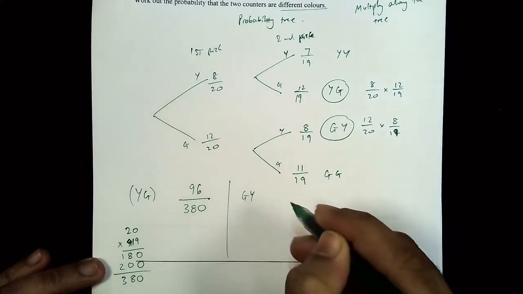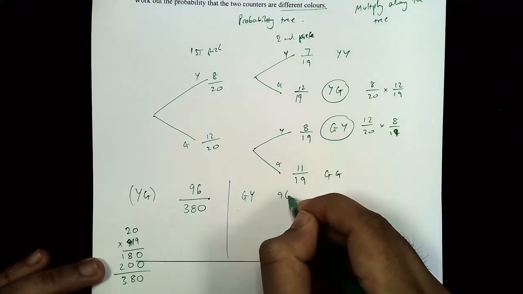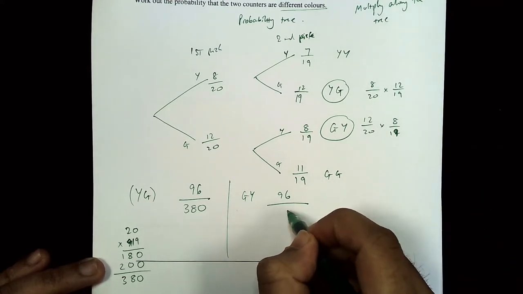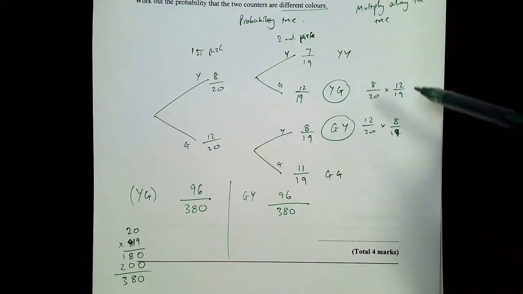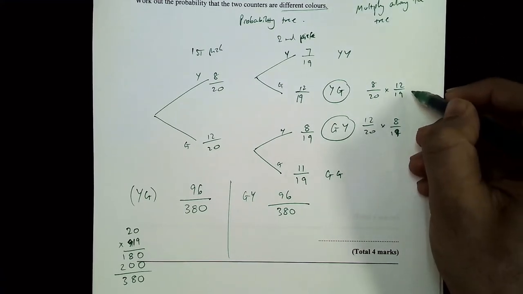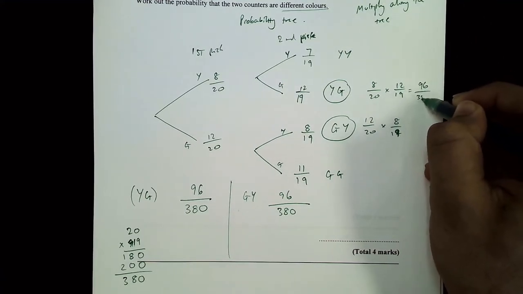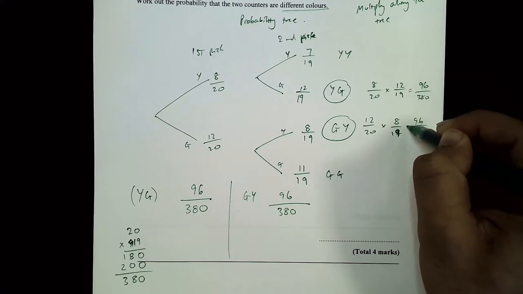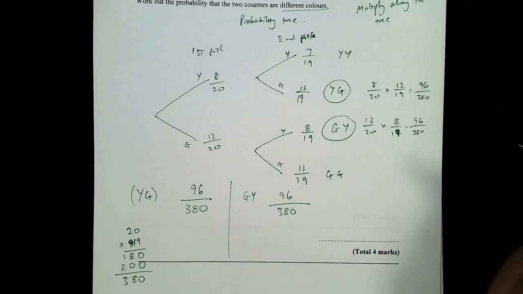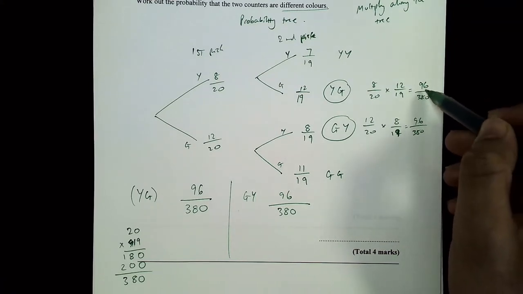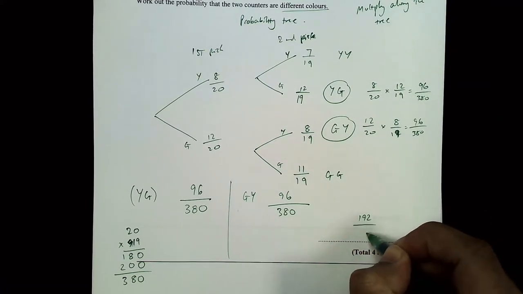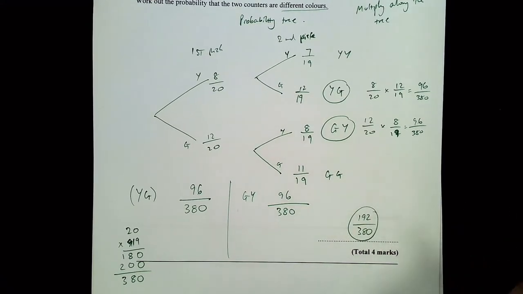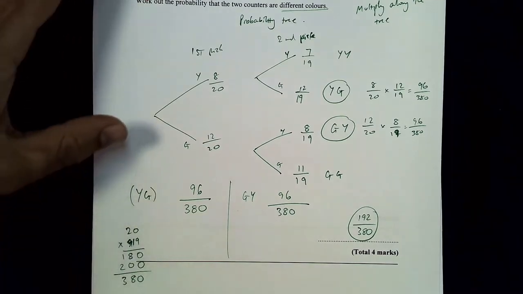Now if I do green yellow, that is the same at the top, 96, and the same at the bottom, 20 times 19, 380. Now the last thing to do when you do a probability tree, you multiply along the trees and you add. When you've got your two answers, 96 out of 380 and 96 out of 380, I now have to add these two together. When you add fractions that have the same denominator, you just add the numerators. So 96 add 96 is 192 out of 380, and that will be my final answer there, 192 out of 380. Question 14, done.